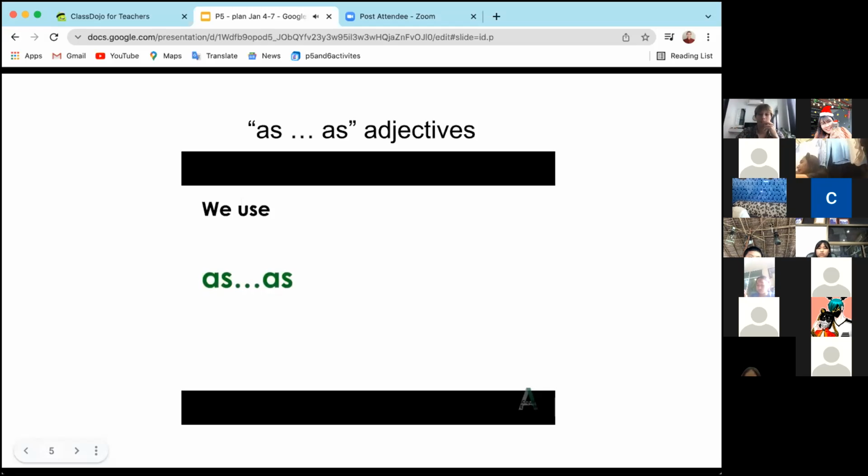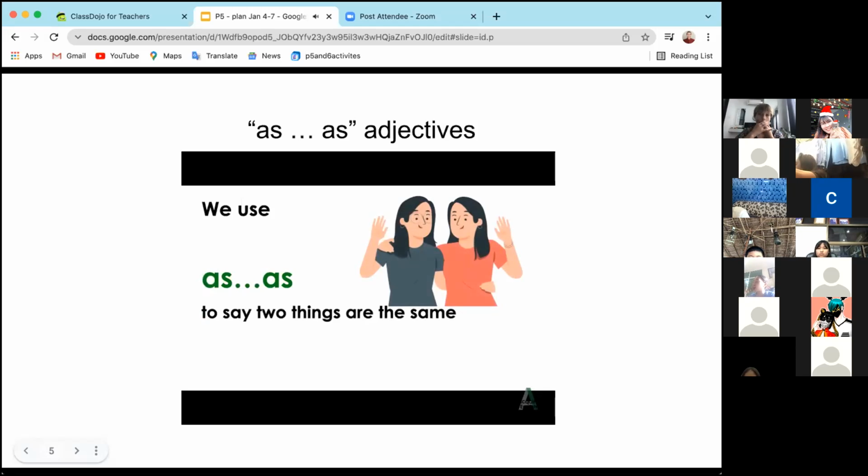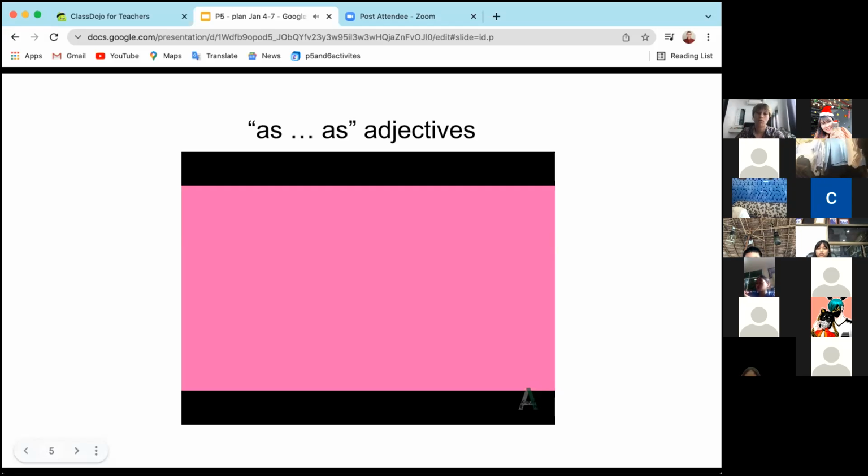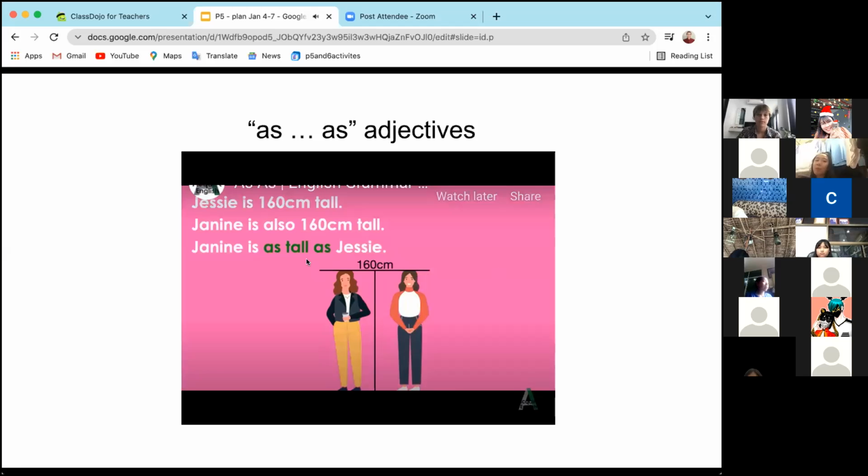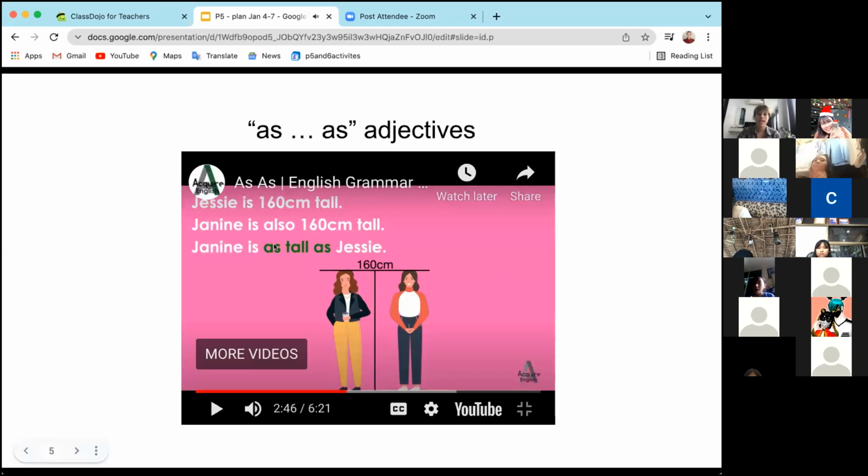We use as to say two things are the same. Jesse is 160 centimeters tall. Janine is also 160 centimeters tall. So we say, Janine is as tall as Jesse. They are the same, okay? Janine is as tall as Jesse. They are the same.